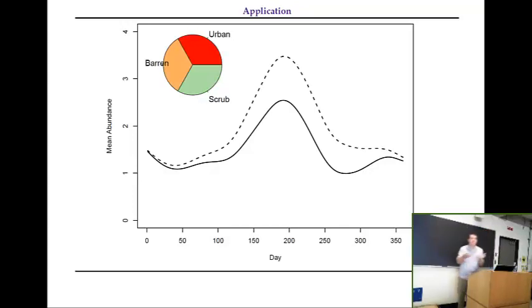Well, we can do that very easily with the model. We can see that in fact, if we increased the urban percent of the land cover, we'd go from about 2.5 mosquitoes to 3.5 mosquitoes at the peak. So in this case, urbanization would be bad.